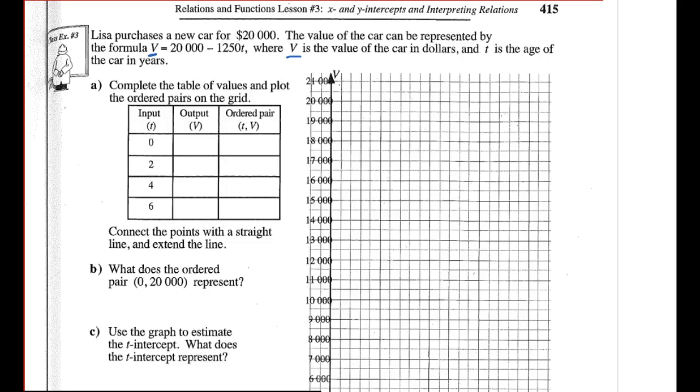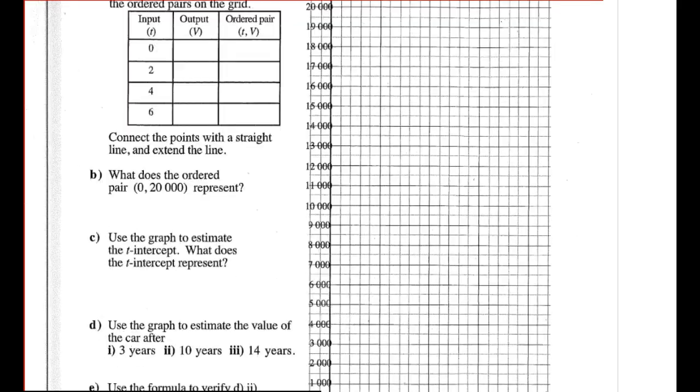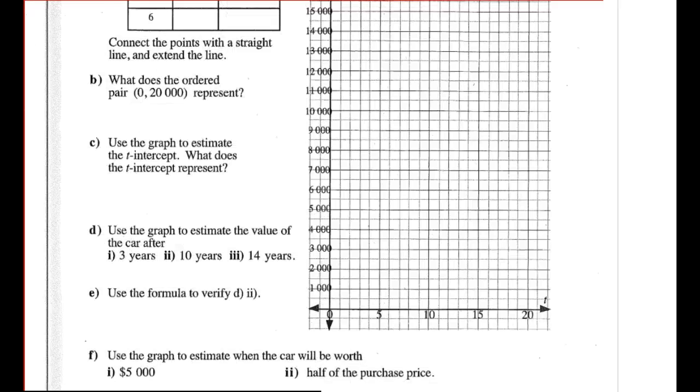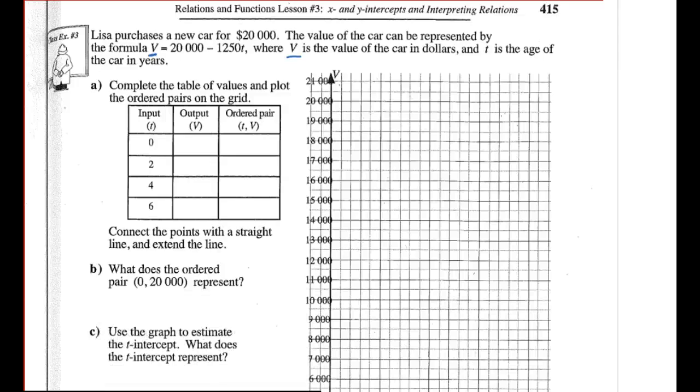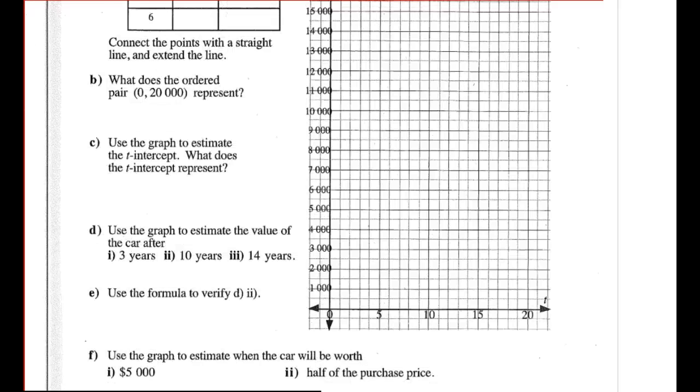So let's look at our axis first here, or our Cartesian plane. You'll see that on the y-axis I have the value of the car, because that is the dependent variable. You always want to identify what the variables are. And the age of the car goes down here, and the value of the car goes on the y-axis. Again, the value depends upon the age of the car. It's not the other way around. The age of the car does not depend upon the value.